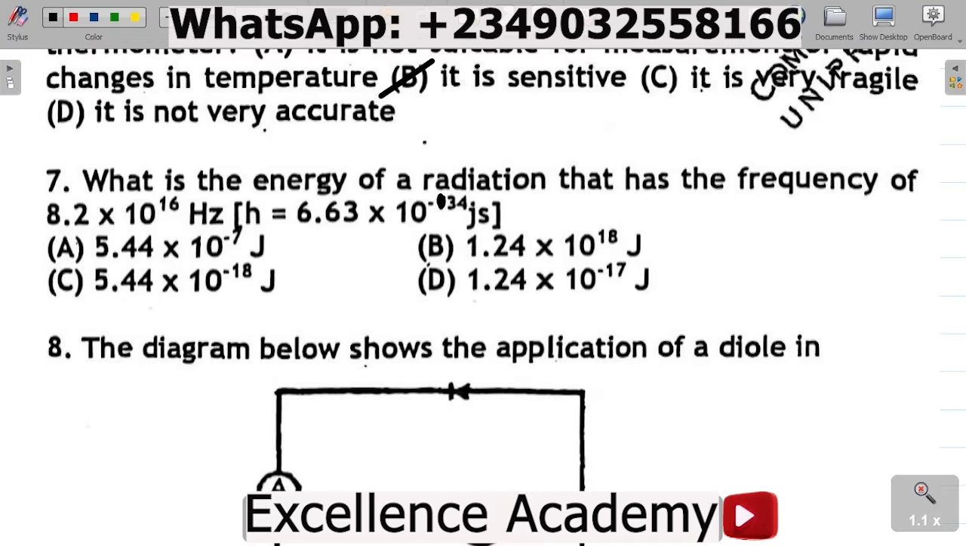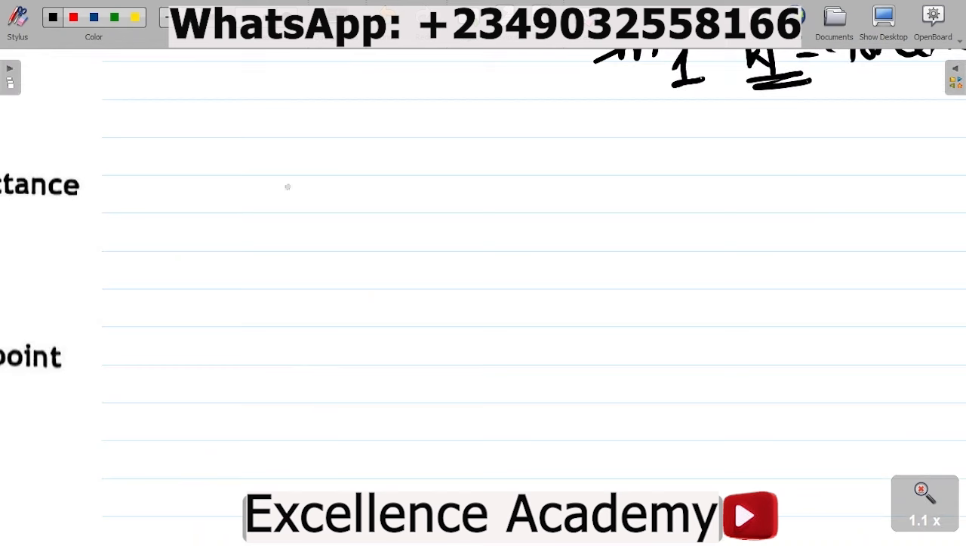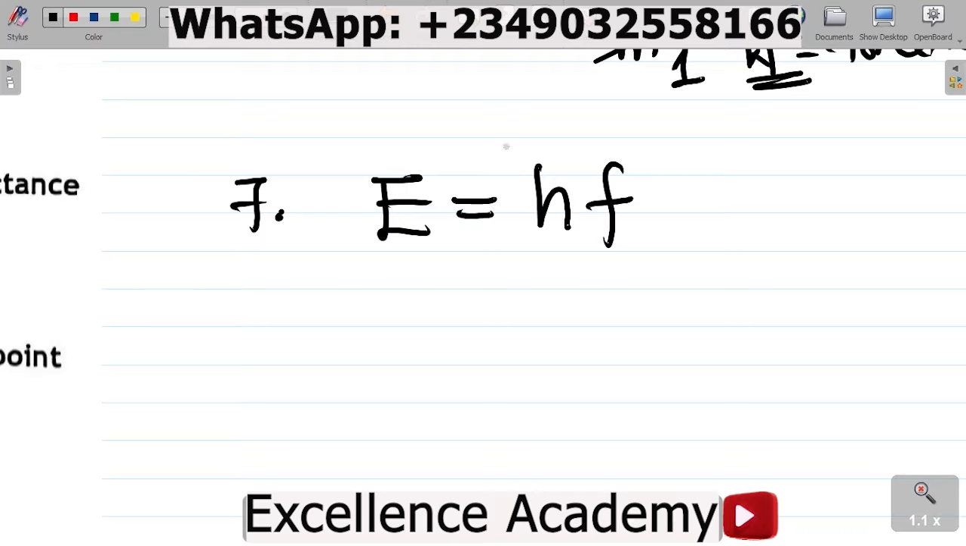Now, how do we solve this? To solve question 7 here, you have to recall a formula. Recall the formula that energy E is equal to the product of Planck's constant and frequency. H is called Planck's constant, P-L-A-N-C-K, Planck's constant. All right, let's put in values.